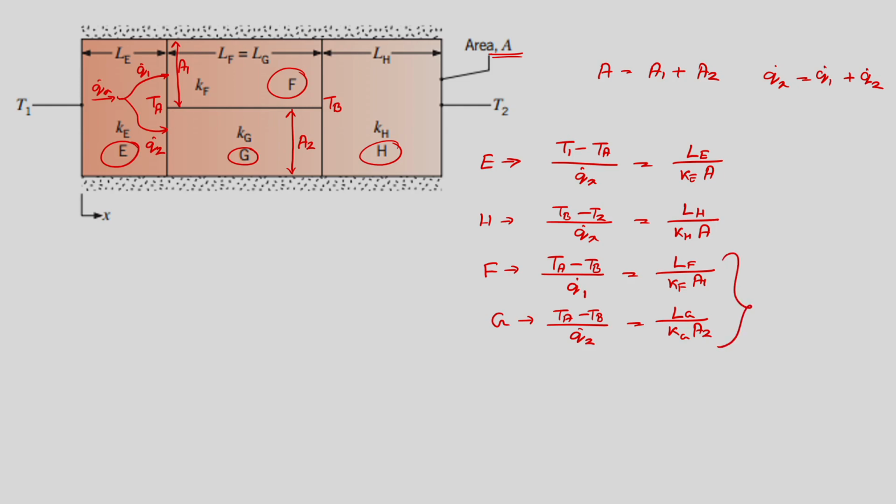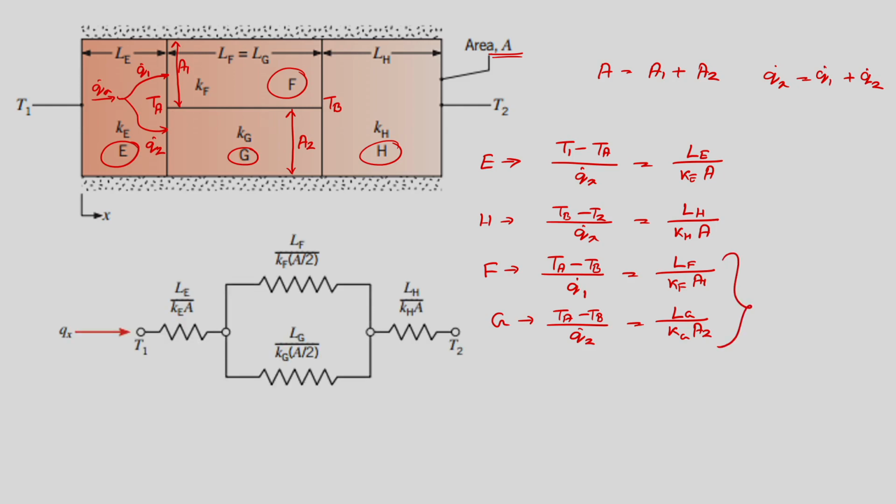So, these two resistances can be viewed to be in parallel, just like shown here. In this diagram it is shown as A by 2, because they have assumed both A1 and A2 to be half of A, but I am writing in a general form, which is A1 and A2. If we further analyze the resistances corresponding to F and G, then we can write Ta minus Tb equals Q dot 1 into the resistance for F, and Q dot 2 into the resistance corresponding to G. So, the same temperature difference is active across them, but the heat transmission rate is different.